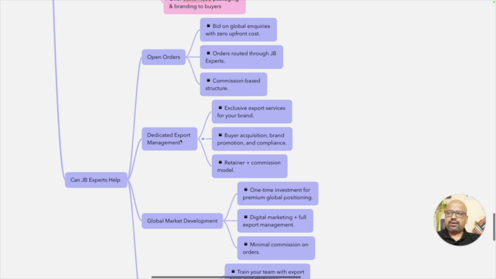Okay, dedicated export management. If you want us to represent your company, so you want a professional team to handle all your export-import business, managing buyers, managing your logistics, managing negotiations, managing agreements, getting the money to your bank account, managing each and every aspect, including your social media and digital presence, we can do all of it at a fixed fee per month plus a small commission.